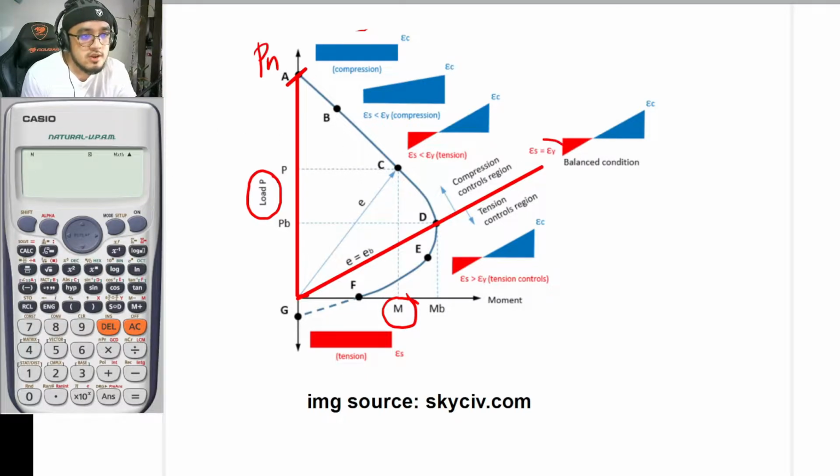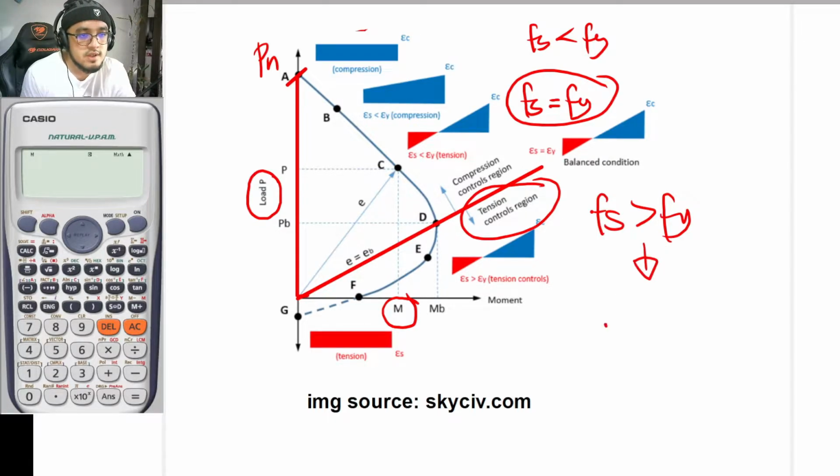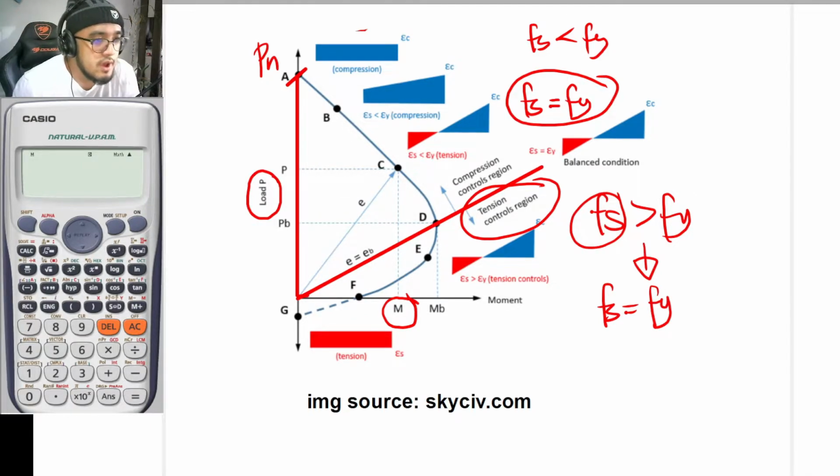And your balance condition is a condition wherein the strain of your tensile steel is equal to the strain at yielding. So if you can remember, guys, your fs is exactly equal to your fy. In this condition, this is now your balanced condition. If fs is less than fy, it is now compression controlled. And if your fs is greater than your fy, it is now tension controlled. But if this governs, your fs should be equal to fy because your fs cannot go beyond your fy.